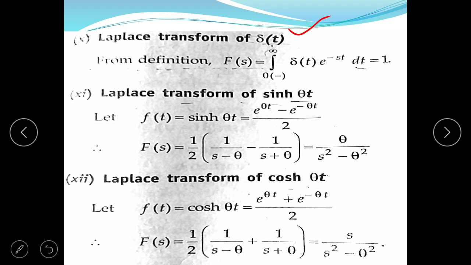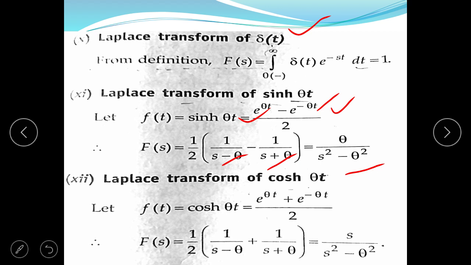The Laplace transform of sine hyperbolic theta t is equal to theta upon s square minus theta square. We know that sine hyperbolic theta t is equal to e to the power theta t minus e to the power minus theta t, divided by 2. Now we can take separate Laplace. So F(s) is 1 by 2 times the Laplace of e to the power theta t, which is 1 upon s minus theta, and the Laplace of e to the power minus theta t, which is 1 upon s plus theta. So the final Laplace is theta upon s square minus theta square.